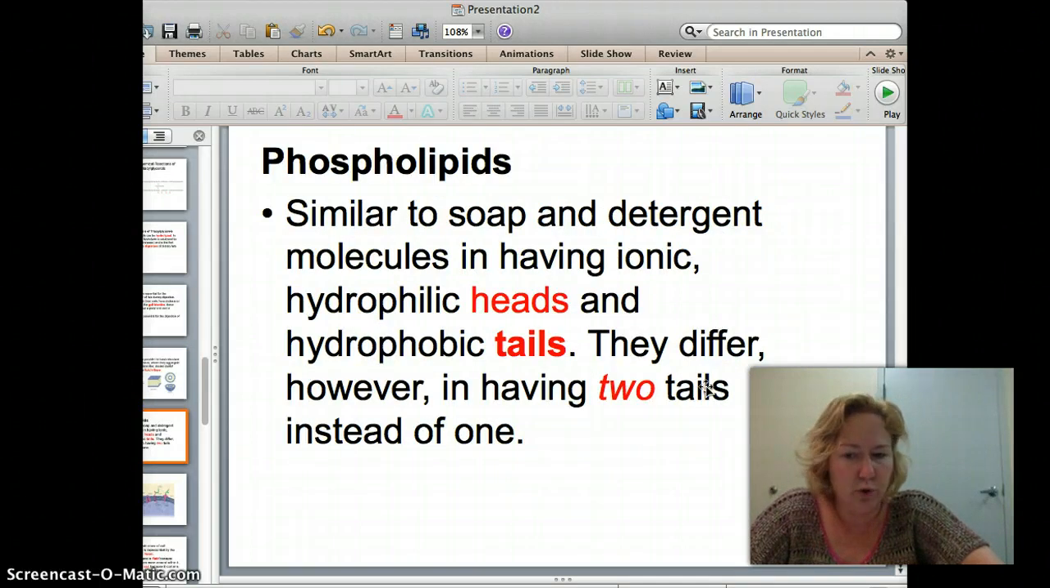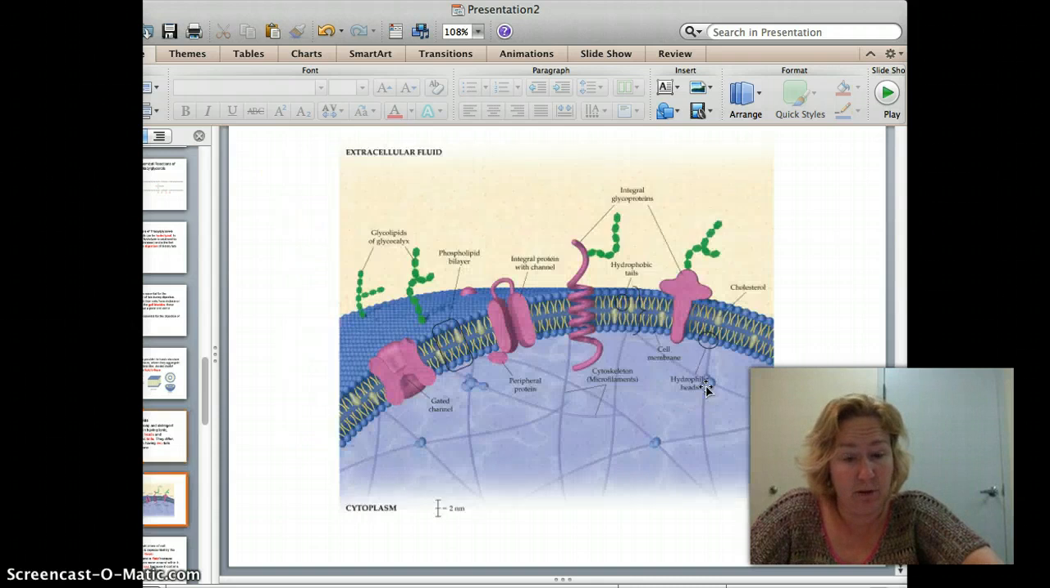Phospholipids are similar to soap and detergent. Oh, I know, I just said that. They have hydrophilic heads and hydrophobic tails. Phospholipids have 2 tails instead of just 1 for soap and 3 for fats. So it's all about the tails. So there's your little phospholipid bilayer. That's what it looks like.